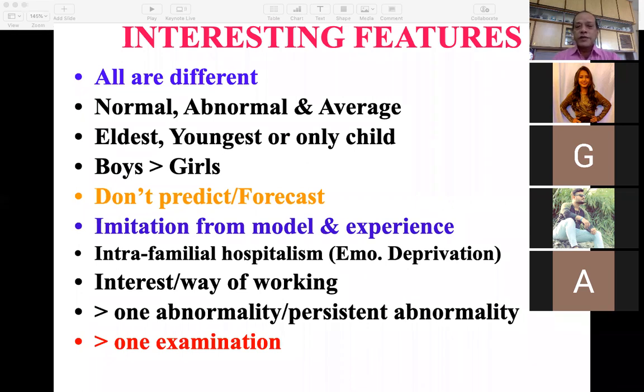A very important thing is, do not predict or forecast anybody's future life. Many times we say, oh, he is very intelligent, he can do anything. He can run a computer at 2 years of age, or he can run a laptop, and he can open up any mobile phone even at 1 year of age. So he's very intelligent. But do not predict or forecast, because we do not know what will happen in future.